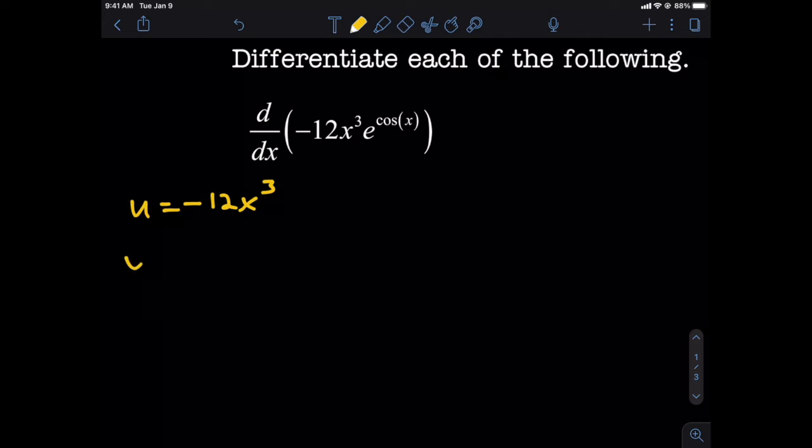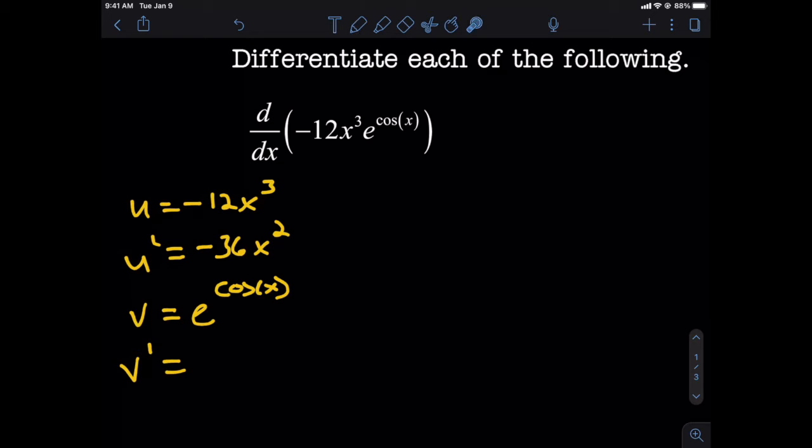We also need u prime. U prime is going to be the derivative of that. 3 times negative 12 is negative 36. Take 1 away from our power, and that gives us x squared. V, of course, is e to the cosine of x, and now to take its derivative, we need to implement the chain rule. Our inside function is cosine. Our outside function is e to the x.